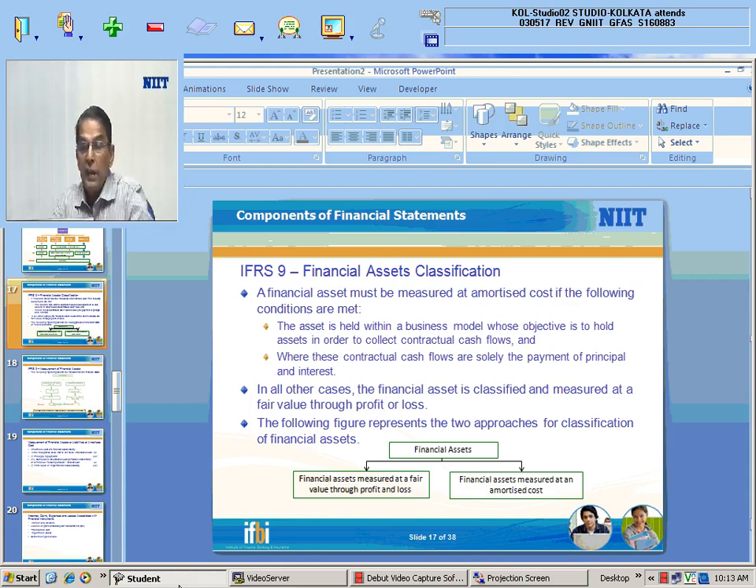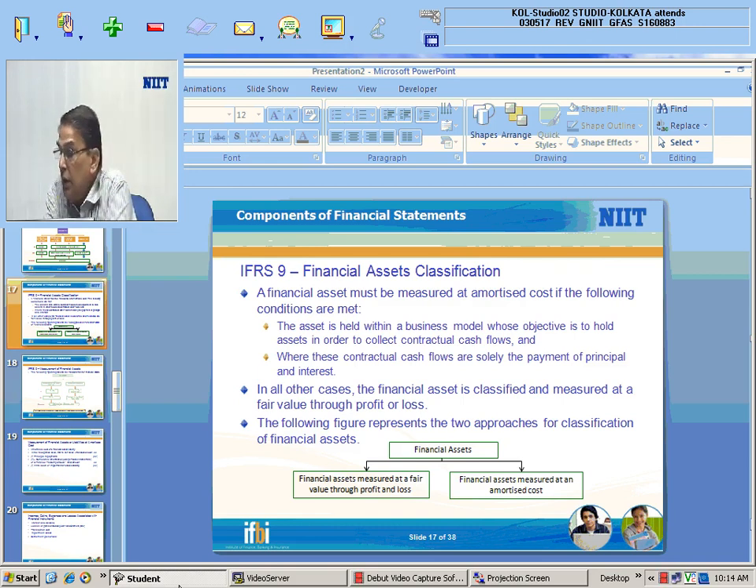So in IFRS 9 there are basically two kinds of classifications instead of four. A financial asset must be measured at amortized cost if the following conditions are met. That is the guidance of IFRS 9. The asset is held within a business model whose objective is to hold assets in order to collect contractual cash flows, and where these contractual cash flows are solely the payment of the principal and interest. So the amortized cost method would be used if these two conditions are met.